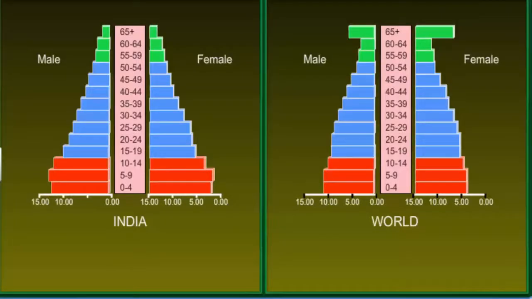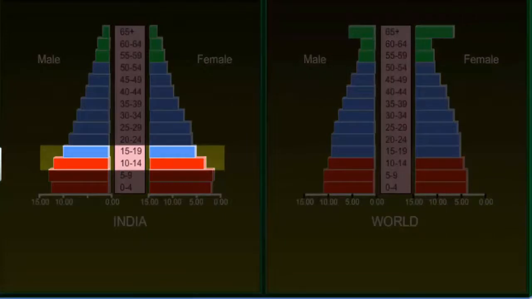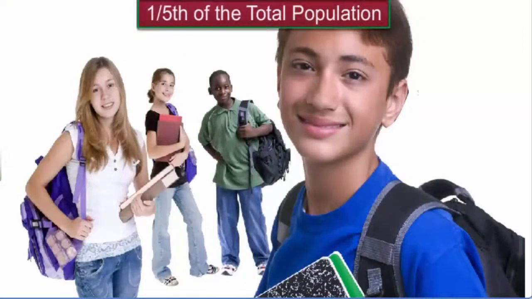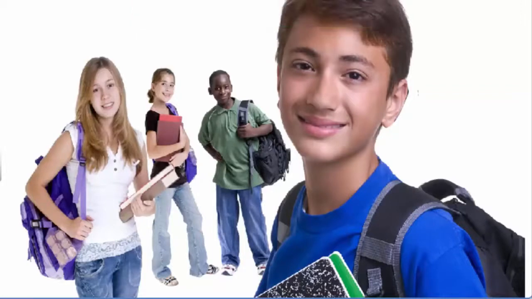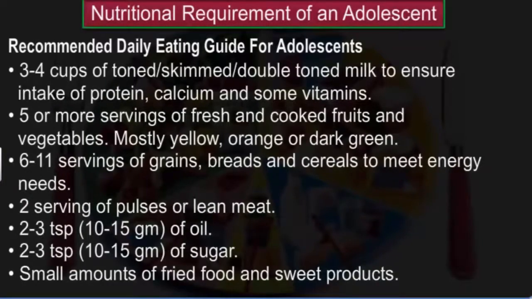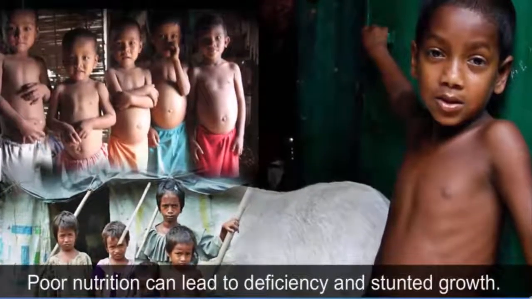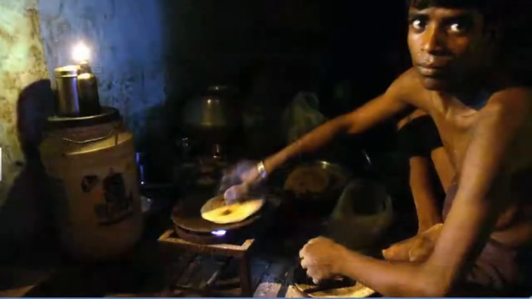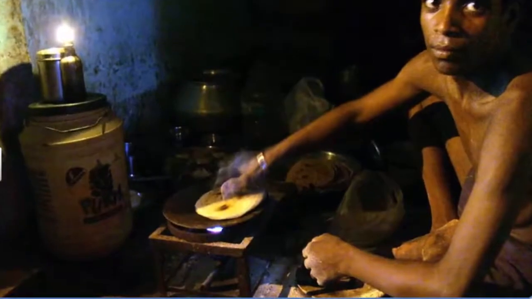The adolescent population size is the most significant feature of the Indian population. It constitutes 1/5 of India's total population. Adolescents are generally grouped in the age group of 10 to 19 years. They are the most important resource for the future. Adolescents have higher nutrition requirements than children or adults. Poor nutrition can lead to deficiency and stunted growth. In India, the diet available to adolescents is inadequate in all nutrients.